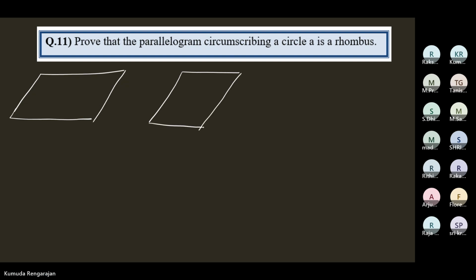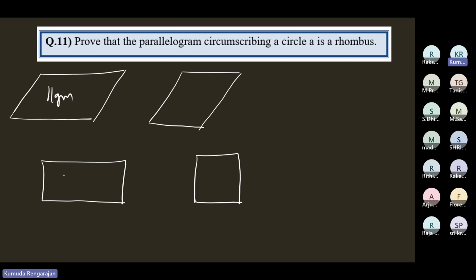See, we have parallelograms, rhombus, rectangle, square. In a parallelogram and a rectangle, you can draw a circle touching only one pair of opposite sides. Here, you can draw a circle touching these two sides. Here also, you can draw a circle touching these two sides, only one pair of opposite sides. You cannot draw a circle touching all four.